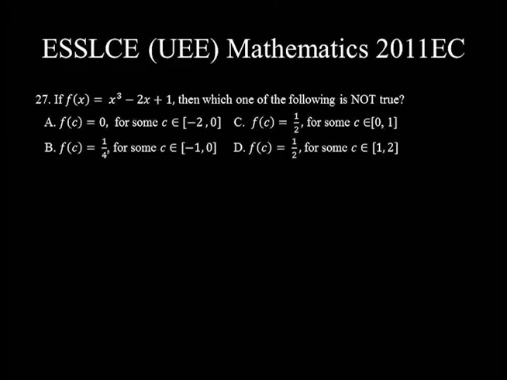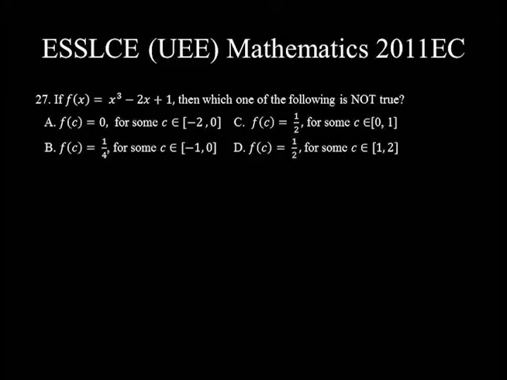In this video, we are going to discuss question number 27 to question number 39 of the Mathematics University Entrance Examination of the year 2011 Ethiopian calendar. Question number 27. If f of x is equal to x cubed minus 2x plus 1, then which one of the following is not true?